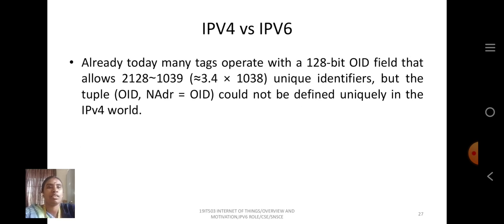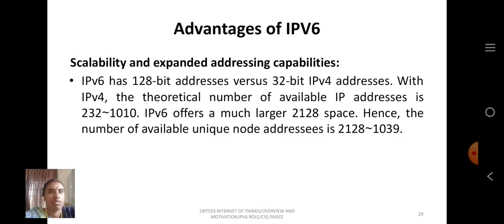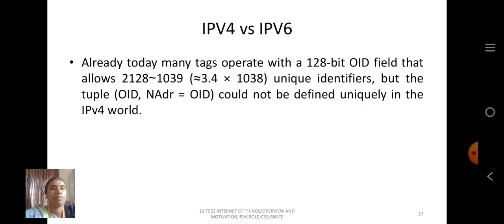Already today many systems operate with a 128-bit object ID field that allows unique identifiers, but the tuple could not be defined uniquely in IPv4. And IPv6 has an alphanumeric address spacing.